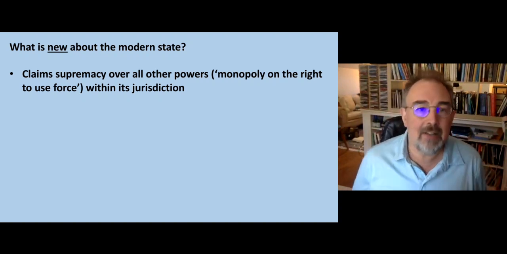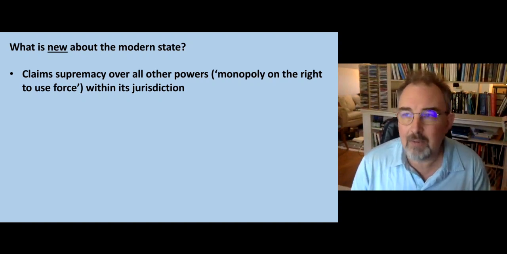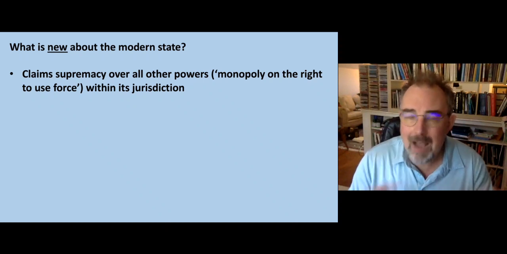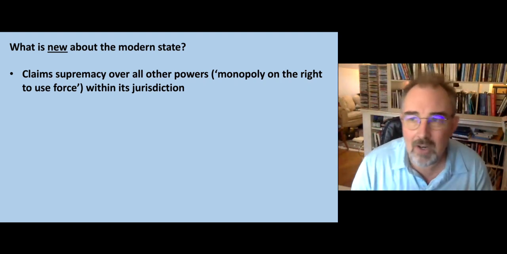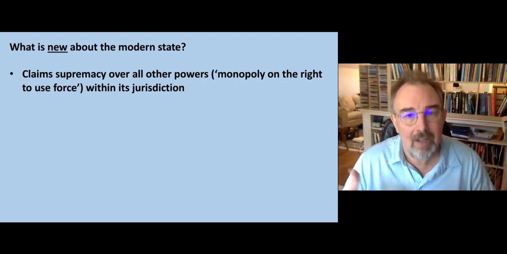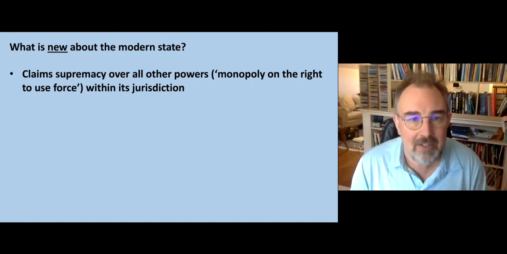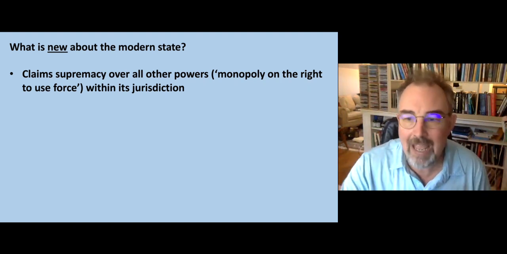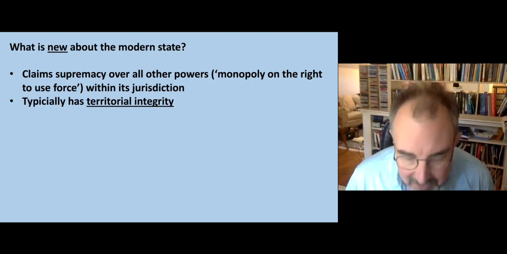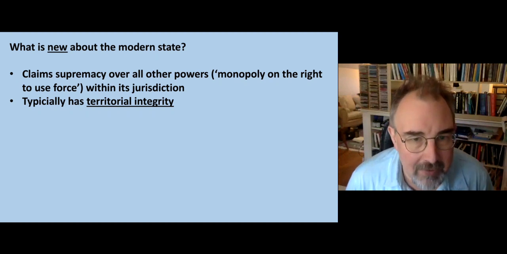So in earlier periods, it just wasn't true that there was a general understanding that the power of the state was ultimate and unique. Rather, in earlier periods, the powers of secular monarchs and princedoms and so forth were in a kind of continual struggle with various co-equal forces. And what's new about the modern state is this attempt to assert itself as having supremacy over all of these other powers. And that's a new thing. It typically has territorial integrity. Again, not always true in the previous periods.